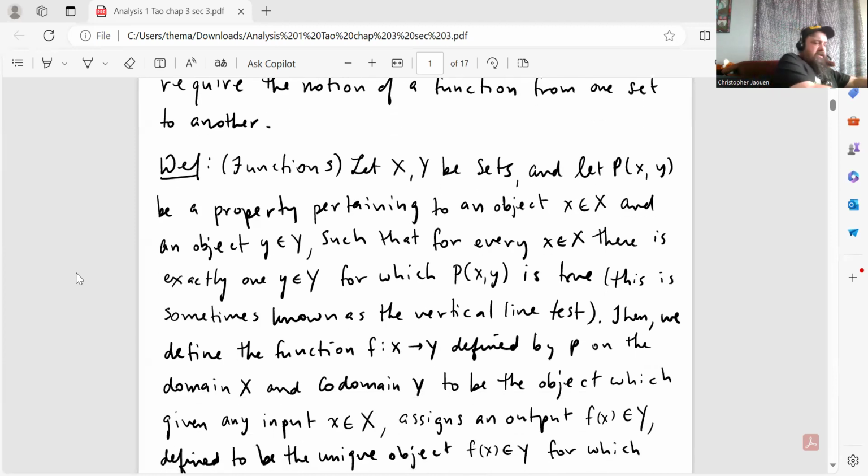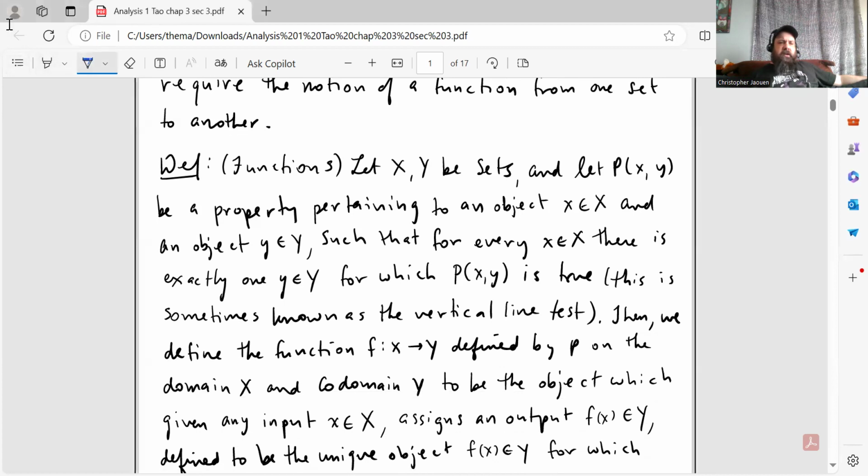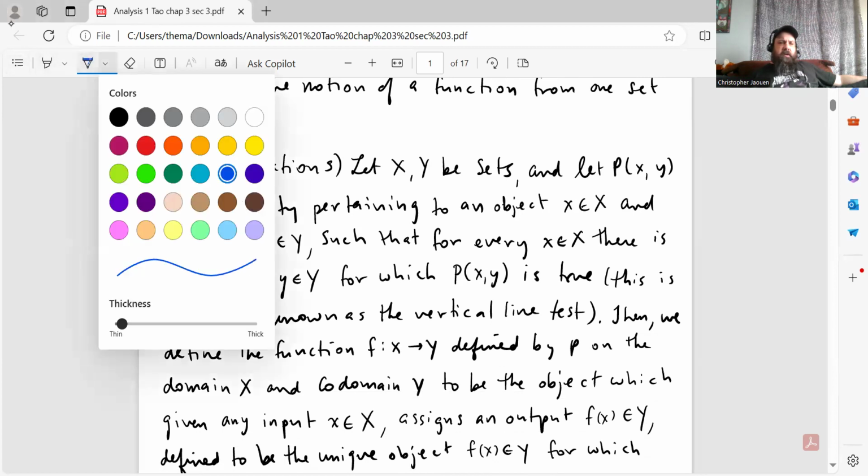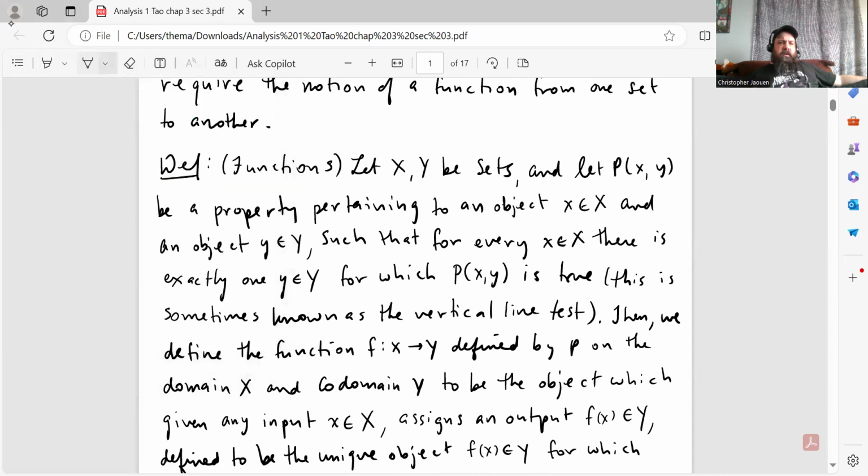I probably should have numbered this definition. This is probably definition 3.3.1. He probably numbered it. Let me just double check. Yeah, 3.3.1. Let me just write that in here, because we're going to probably end up referring back and forth to the different definitions and everything. So let me just add the numbering system here. This is definition 3.3.1.